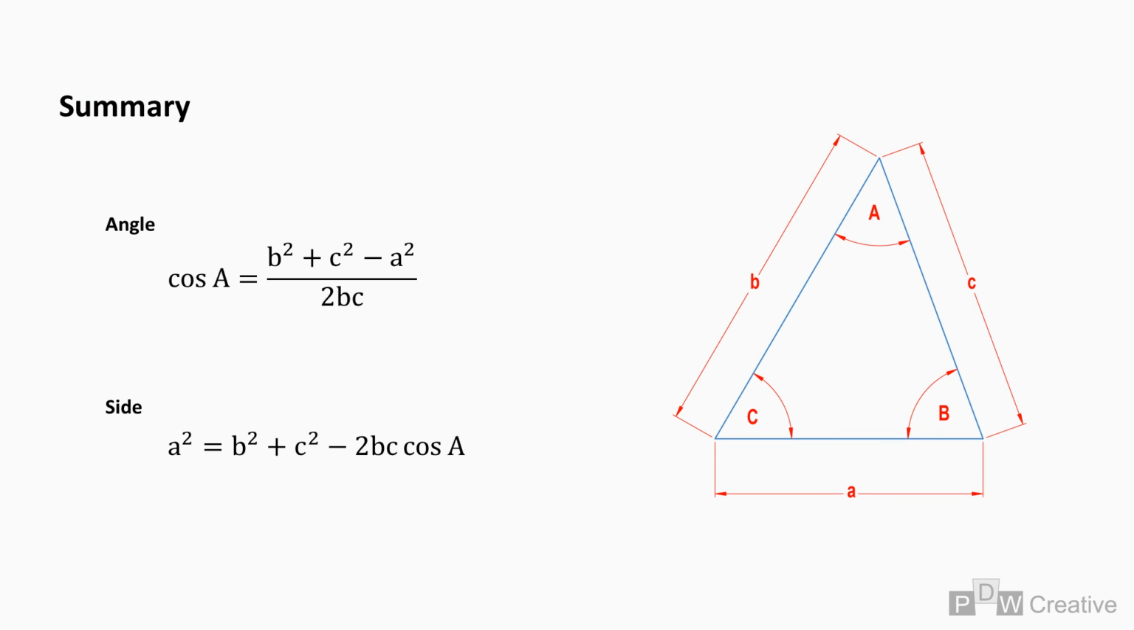To summarise, we've learned to use the cosine rule to work out any given angle or side. We've learned how to use the sine rule to find missing sides and also incorporated the tangent rule.